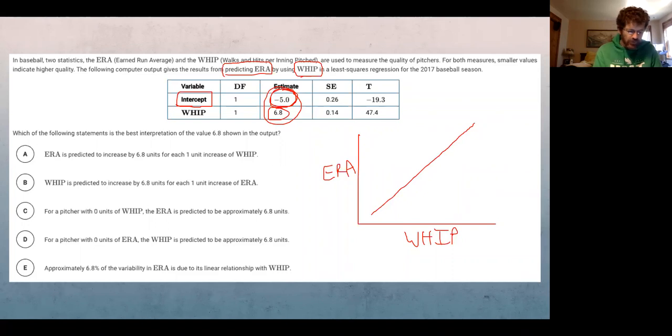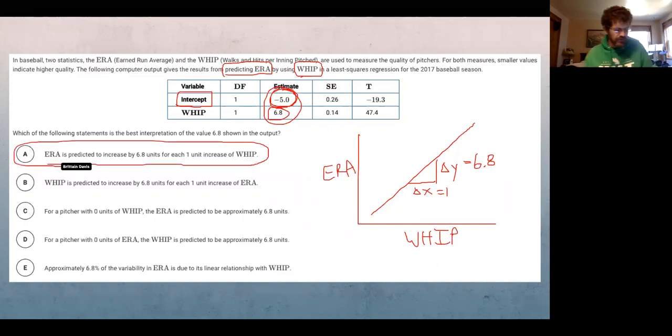So for every one that we go over in the x direction, you're changing x, changing y, if you go back to algebra 1, well, my change in x here, if I just go over 1 in WHIP, it looks like I'm going to be going up 6.8. If it was negative, it would show it was negative, but this is a positive 6.8. So for every one change in WHIP, we would predict a 6.8 increase in ERA. So ERA is predicted to increase by 6.8 units for each 1 unit increase of WHIP.